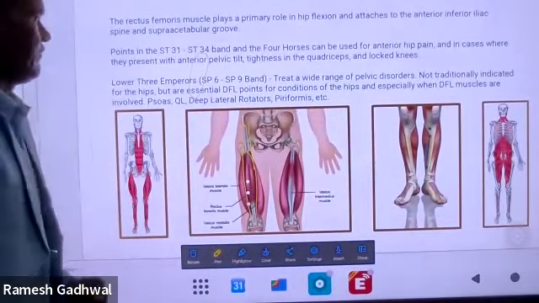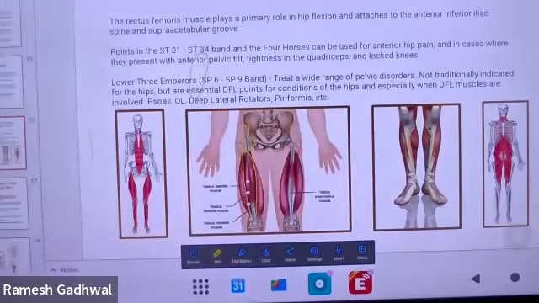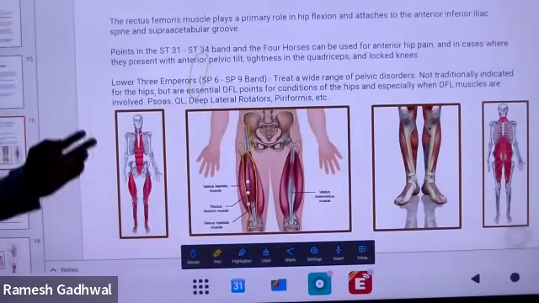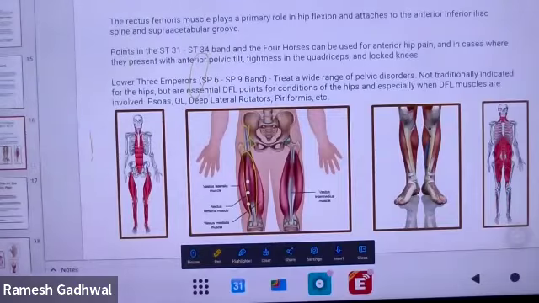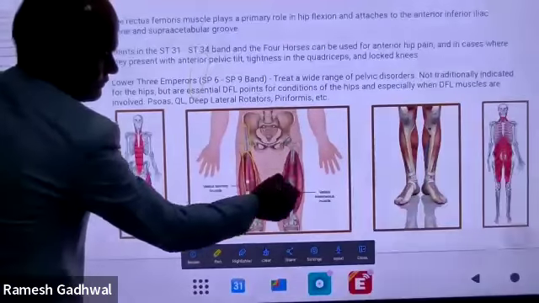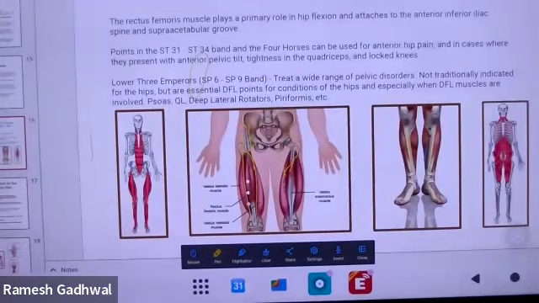Then the points in the stomach 31 and 34 for pain. The four horses can be used for anterior hip pain. Which pain? Anterior side hip pain. When you have pain in this region, then you use four horses.